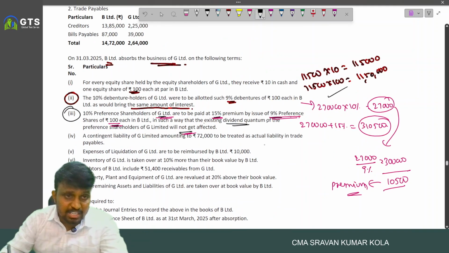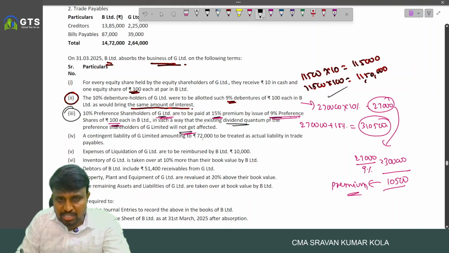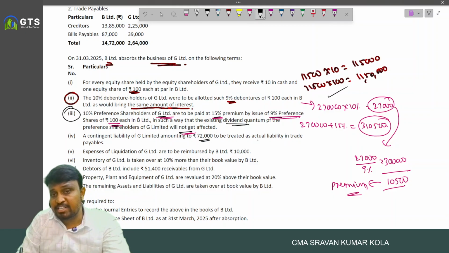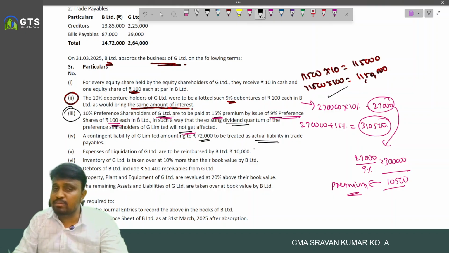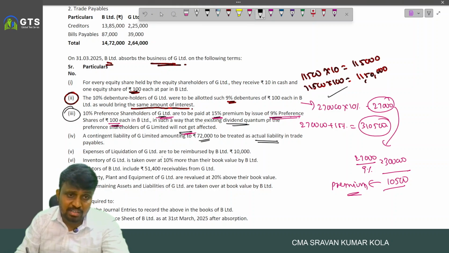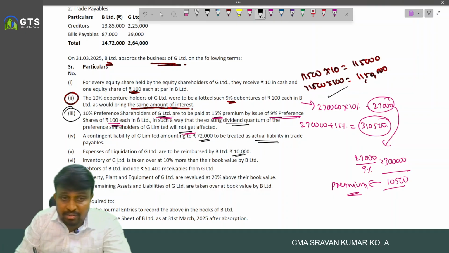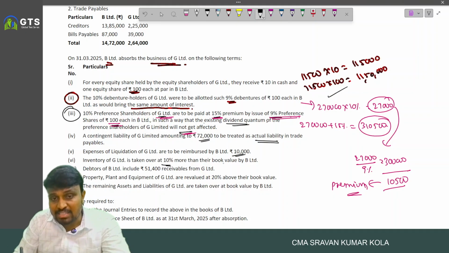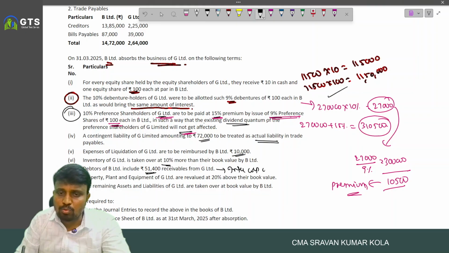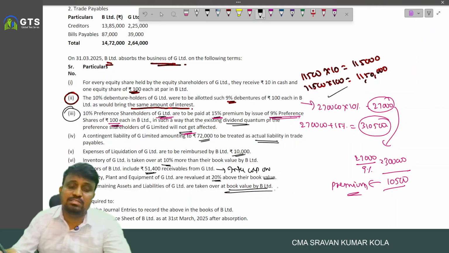PC. And next one. A contingent liability of G Limited amounted to 72,000 is treated as actual liability in trade payable. This is required to be added as an unrecorded liability. Expenses of liquidation of G Limited are reimbursed by B Limited. Inventory of G Limited taken over at 10% more than their book value. And debtors of B Limited include 51,400 receivable from G Limited. This is what? Intercorporate owings. And PPE of G Limited valued at 20% above the book value. And the remaining assets and liabilities are taken at same value.